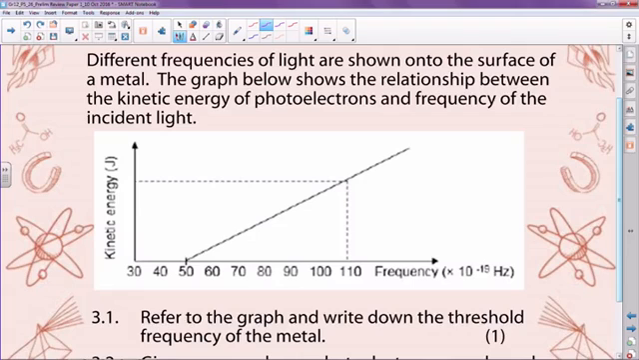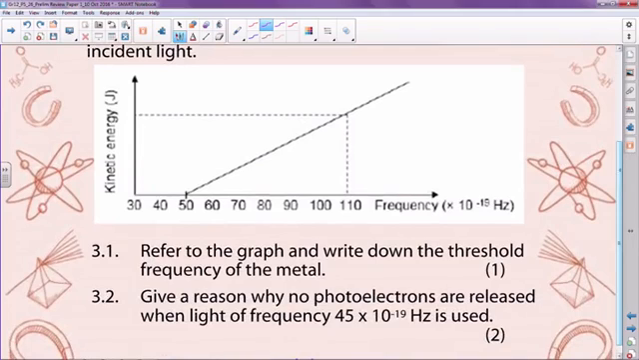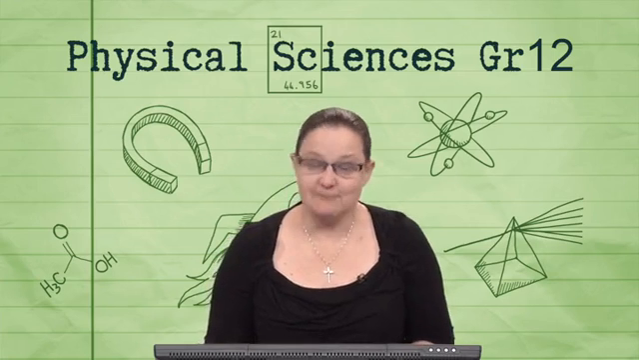The graph below shows the relationship between kinetic energy of the photoelectrons and frequency of the incident light. Now, I ask you to refer to the graph and write down the threshold frequency. Okay. And then I ask you to give a reason why no photoelectrons are released when the light has a frequency of 45 times 10 to the minus 19 hertz. So, shouldn't take you too long. In fact, I'm only going to give you a minute, and your time starts now.